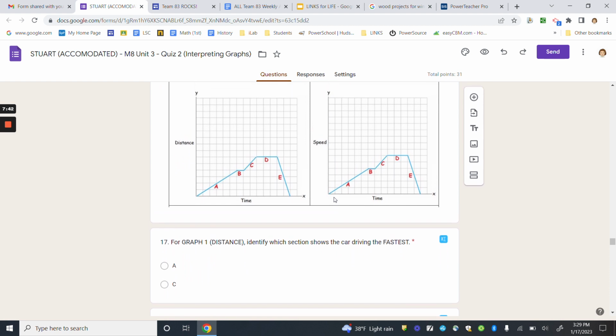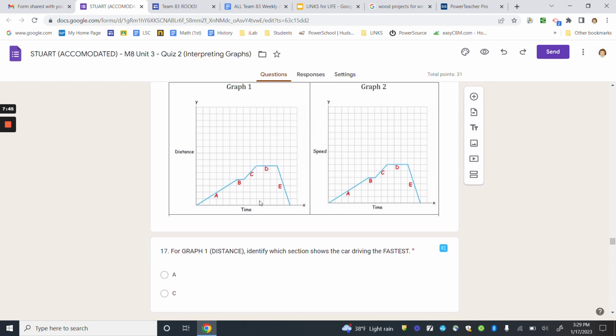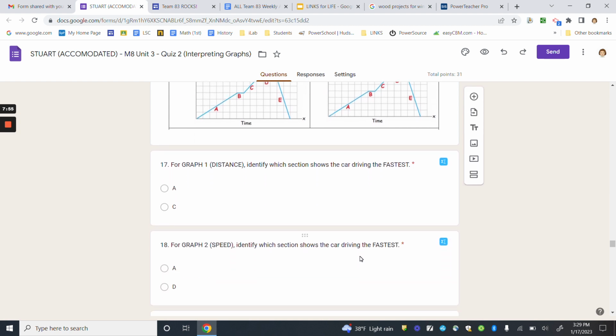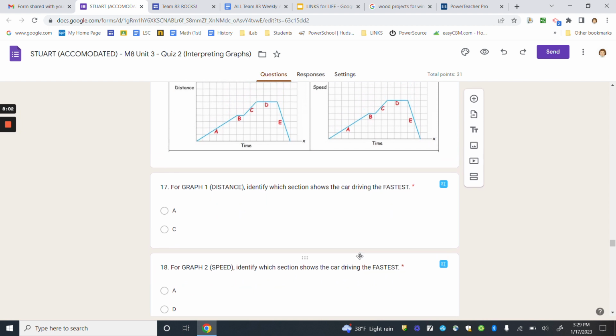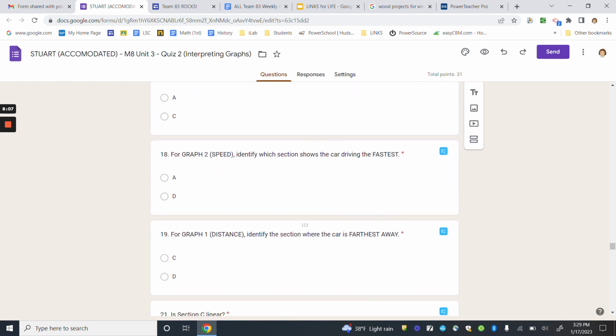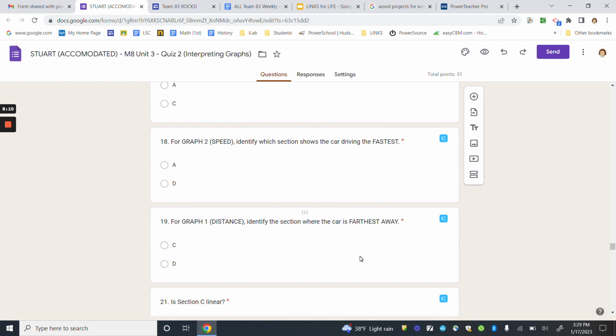Number 17, for graph 1, which is your distance graph, identify which section shows the car driving the fastest. Is it A or C? Number 18, for graph 2, which is the speed graph, identify which section shows the car driving the fastest. Is it A or D? Number 19, for graph 1, the distance graph, identify the section where the car is furthest away. Is it C or D?